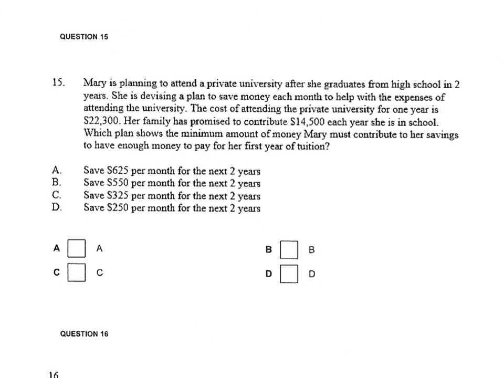Number 15, Mary is planning to attend a private university after she graduates from high school in 2 years. She is devising a plan to save money each month to help with the expenses of attending the university. The cost of attending the private university for 1 year is $22,300. Her family has promised to contribute $14,500 each year she is in school. Which plan shows the minimum amount of money Mary must contribute to her savings to have enough money to pay for her first year of tuition?